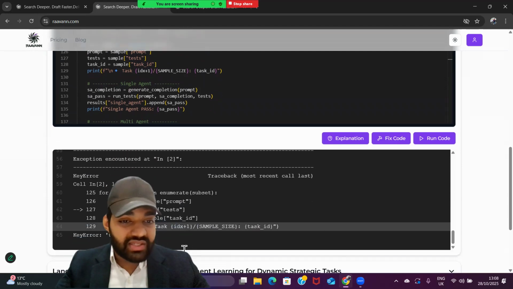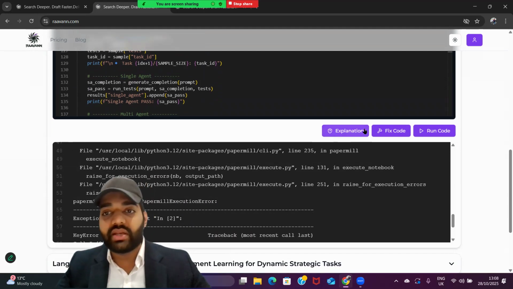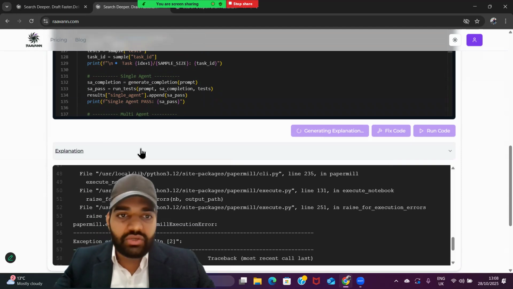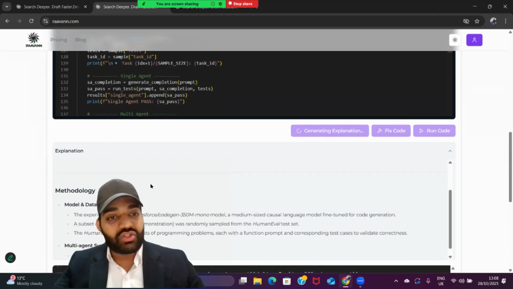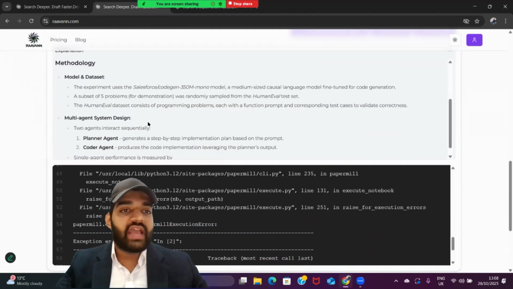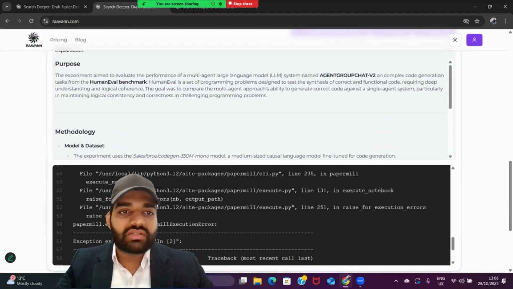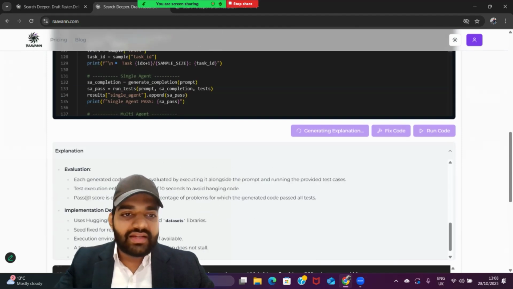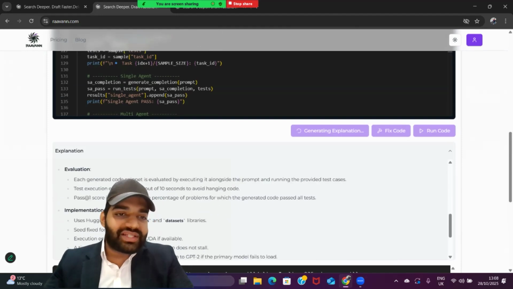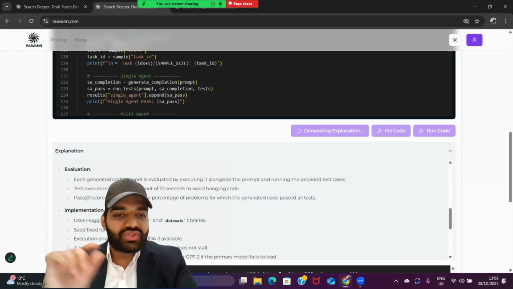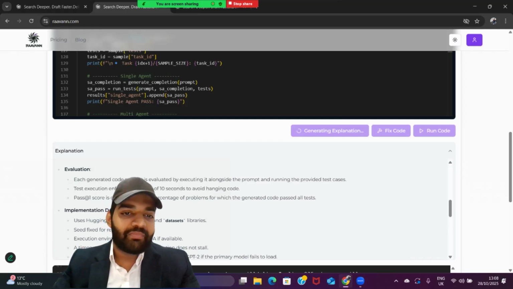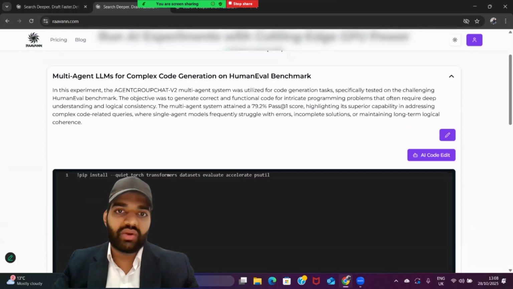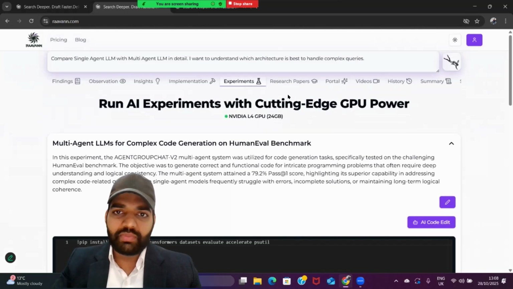There were some errors. You can see the explanation of what the errors were and what happened. The explanation, the purpose, what the experiment was, how it was done, everything, you can see over here. It's just beautiful. It has even given you implementation details, like why it used certain things and why not. Like CUDA, NVIDIA's GPU platform, was preferred.